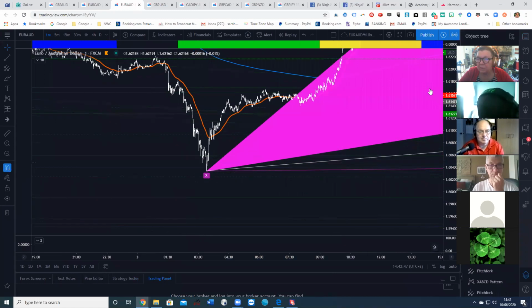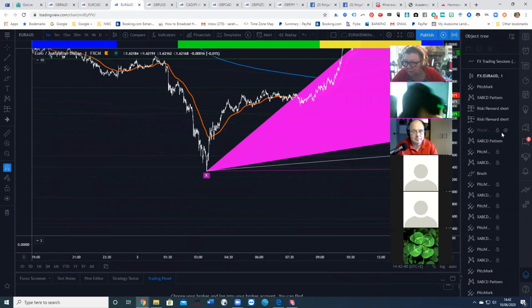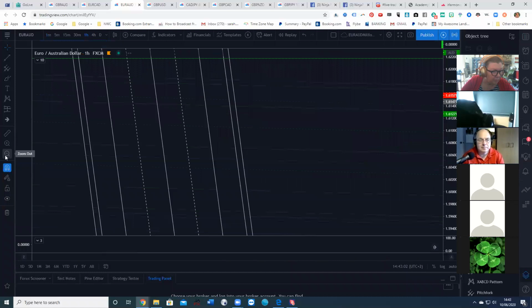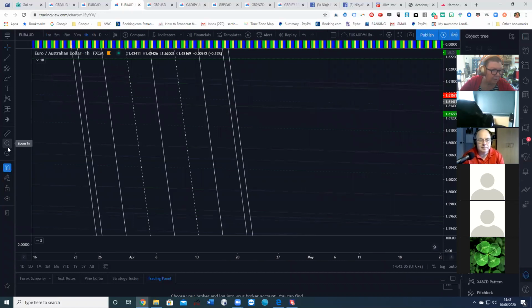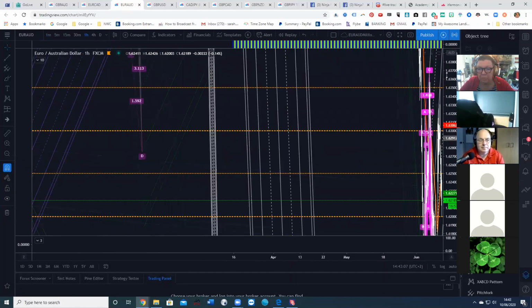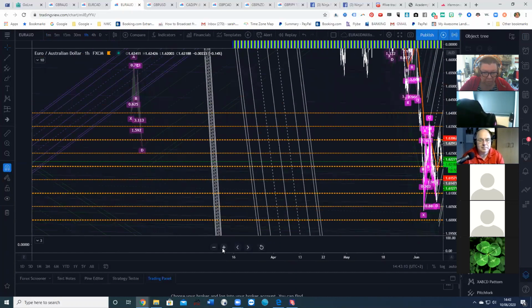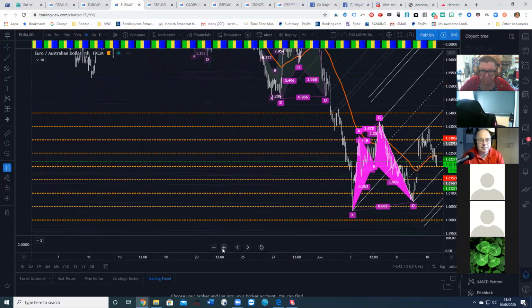Object tree, I just need to lock them on. Just lock the padlock on, and you won't waste your hard work. And go back to the minus sign. You've got plus and minus because I had it on Zoom to put the points on. So you want to go back to the normal drawing size.